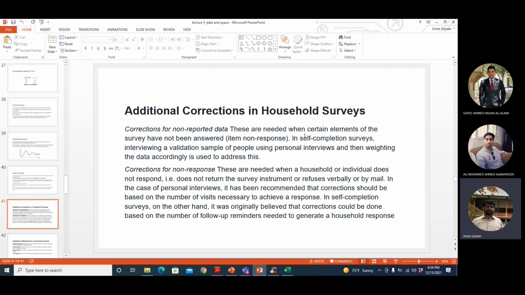I think if you look at the data which you collected for your term project, you will find that many questionnaires, many responses, are incomplete. So this is a correction for non-reported data. What we do is, even though the questionnaire is self-completed, in order to have a representation of the items which are not reported by the people, we do a validation interview survey as well.